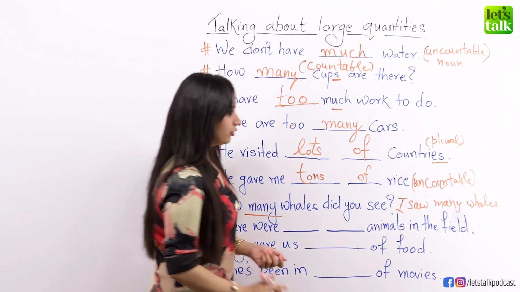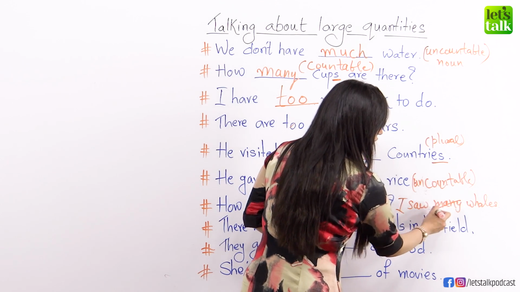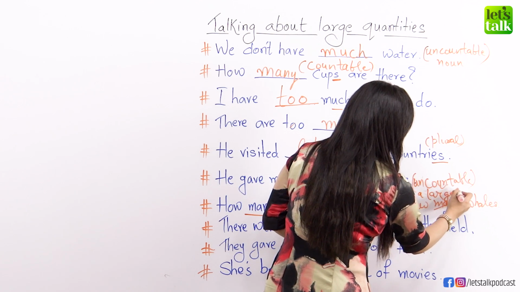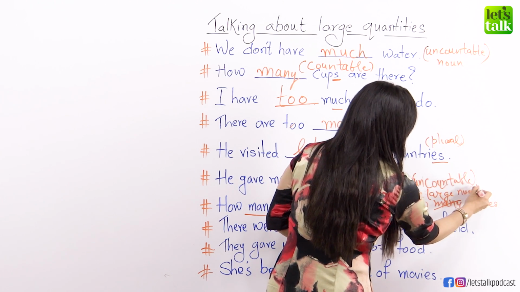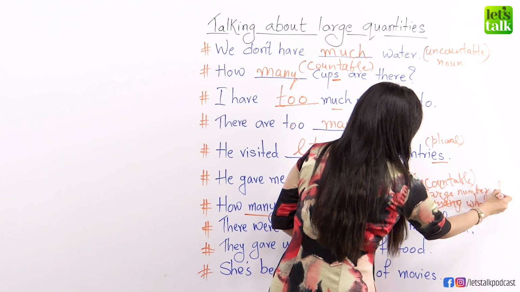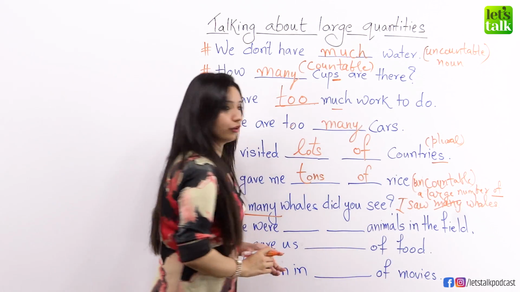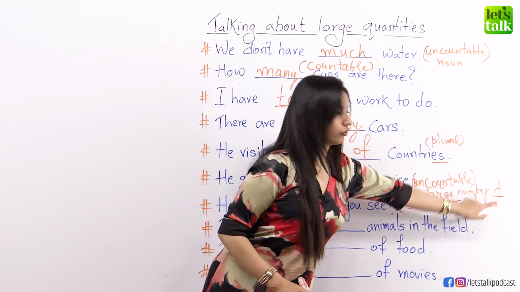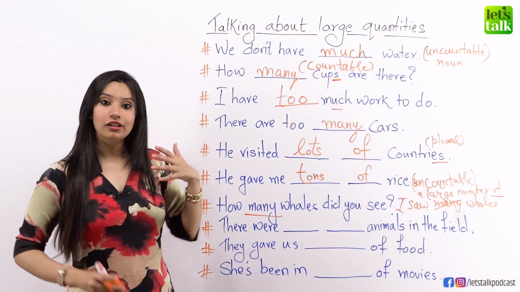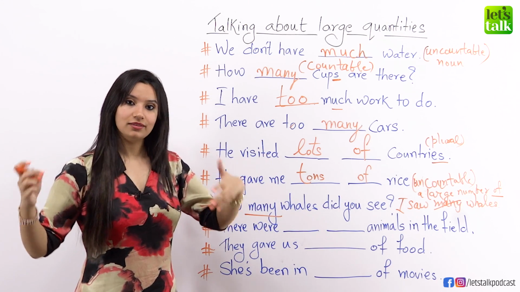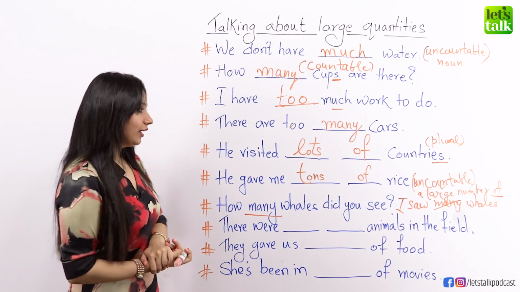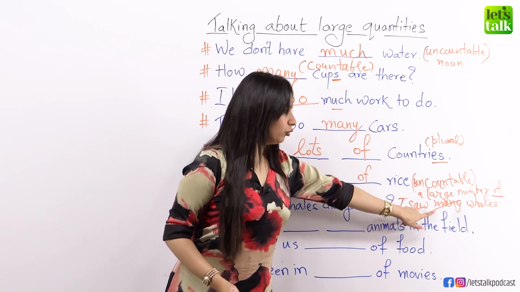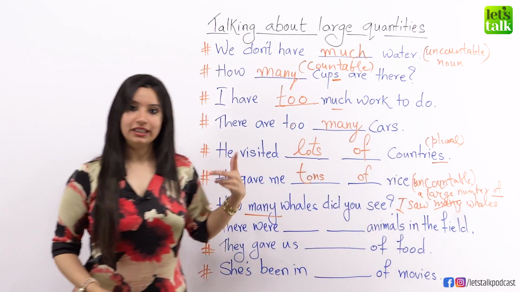All right? So you could say I saw a large number of whales, all right? Because we have a plural, so we'll also add an of. So I saw a large number of whales, which means a big quantity again. Now, something that I need you to be very careful about is, as I told you, we do not use many here. I saw many whales.